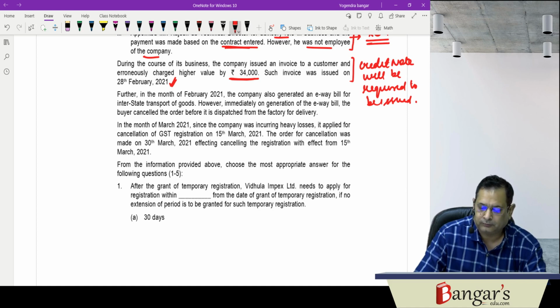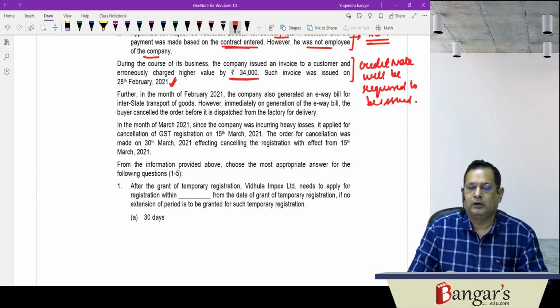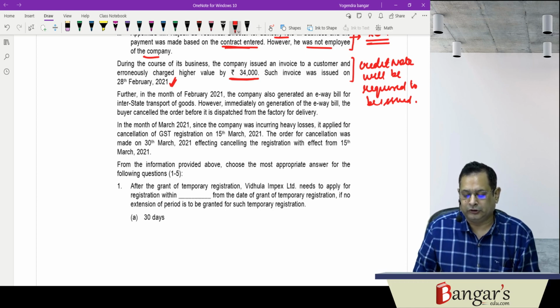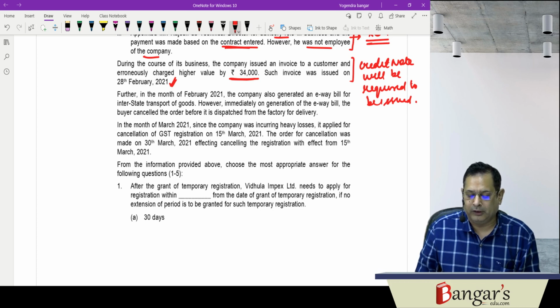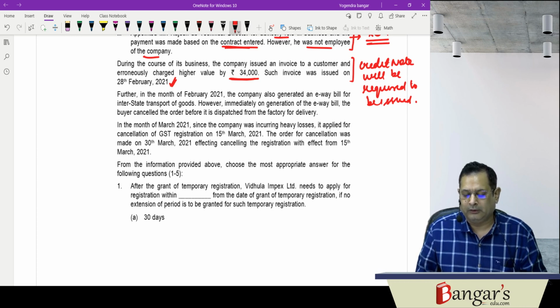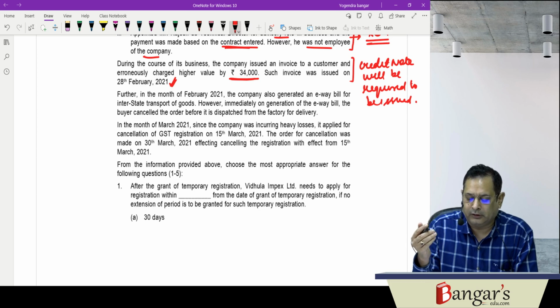Then in the month of March 21, since the company was incurring heavy losses, it applied for cancellation of GST registration on 15th of March. The order for cancellation was made on 30th of March, cancelling the registration with effect from 15th of March.